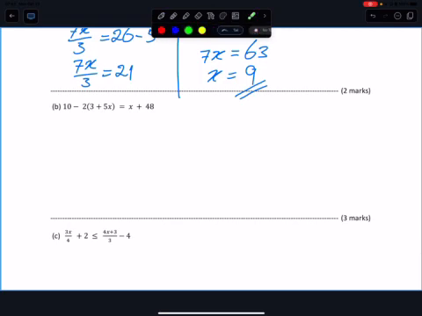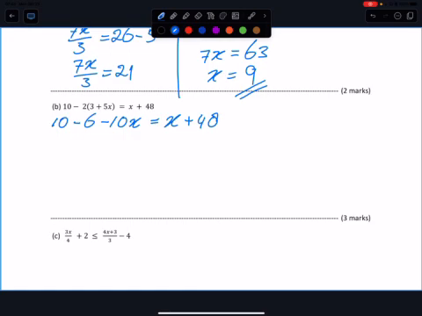This one is a bit trickier. Why is it a bit trickier? You have a negative sign after the 10. That means the negative belongs to the 2, which has to be multiplied with 3 and 5. So what do you get? Negative 2 multiplied by 3 equals negative 6. Negative 2 multiplied by 5x, negative 10x, equals x plus 48.